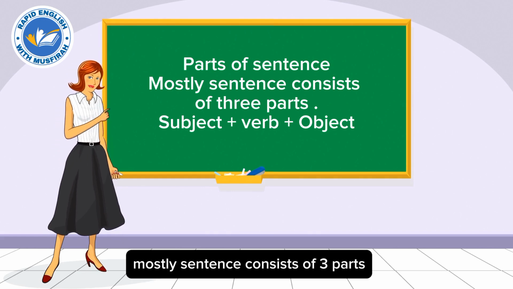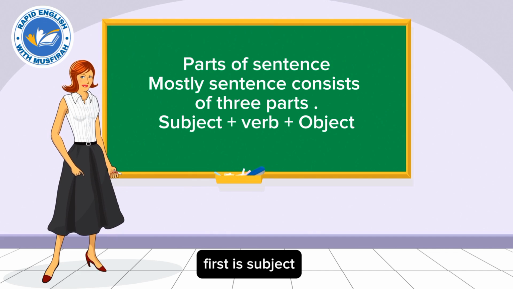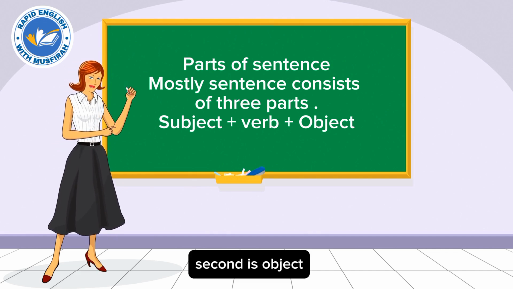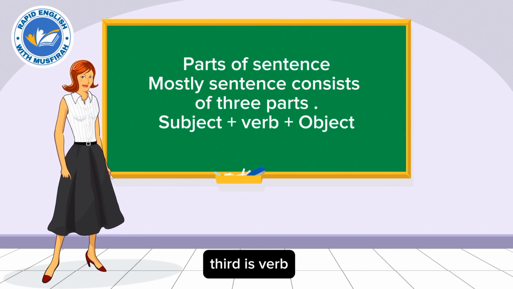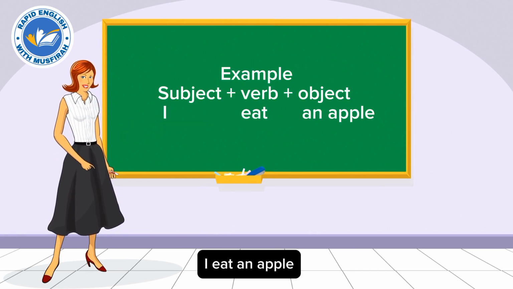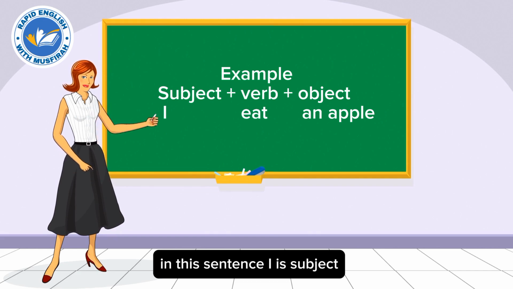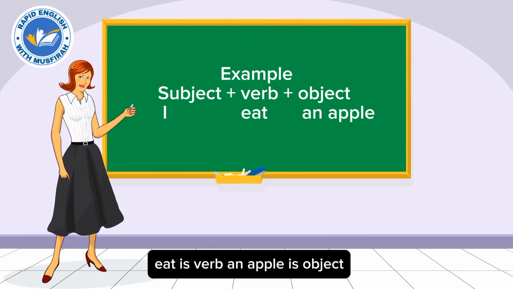Parts of a sentence. Mostly a sentence consists of three parts. First is subject. Second is object. Third is verb. Example: I eat an apple. In this sentence, I is the subject, eat is the verb, and apple is the object.